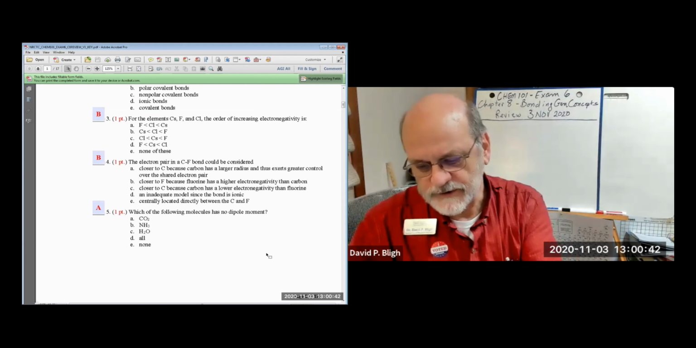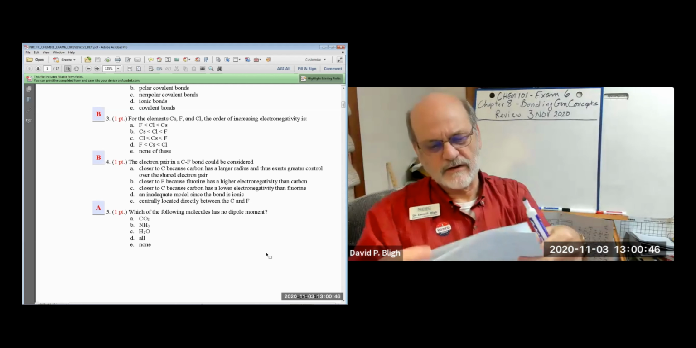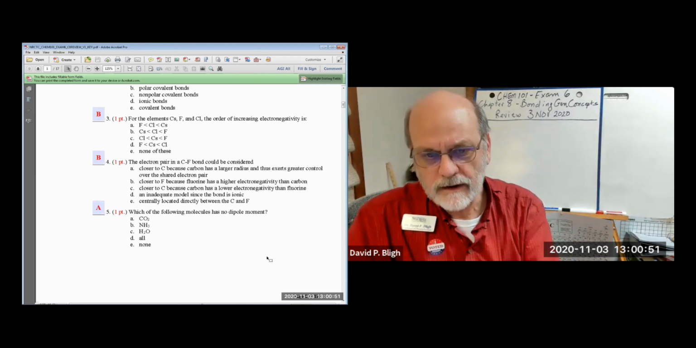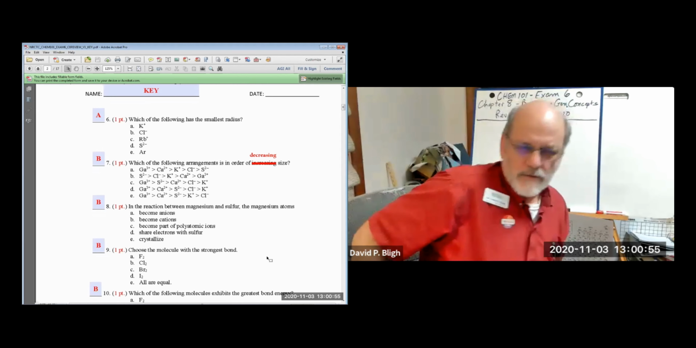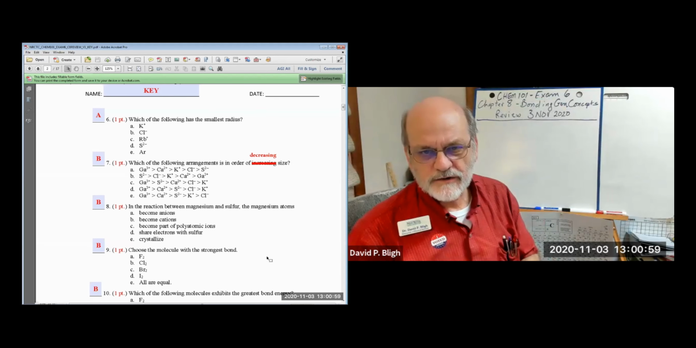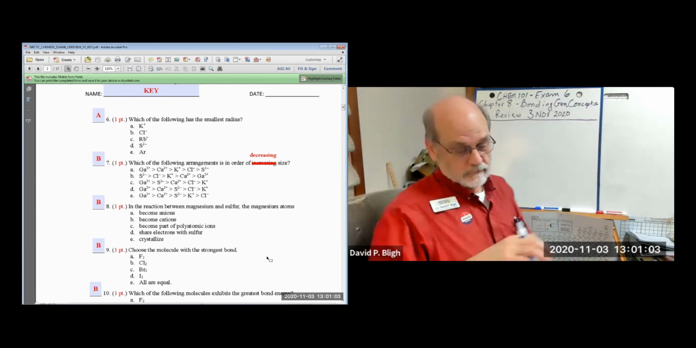Okay, let's see. Do I have 6 checked off? Yeah, in fact, I got the whole next page. So I need to move along in the interest of time, of course. Okay. So which one of these has the smallest radius? All right. This one could be a stumper.